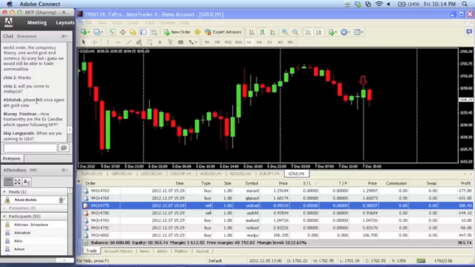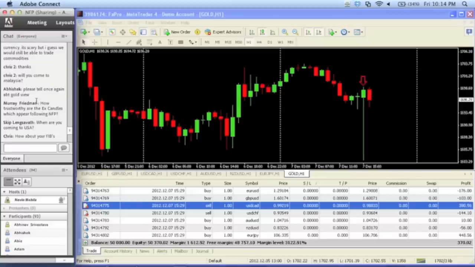Chris: Will you come to Malaysia? Yes, of course, Malaysia is a very big market for us. Most likely KL, we'll see. Abhishek: Please tell once again about gold's view. Gold is headed long, Abhishek.